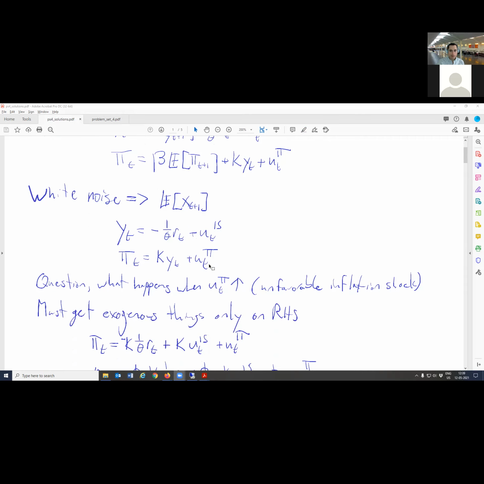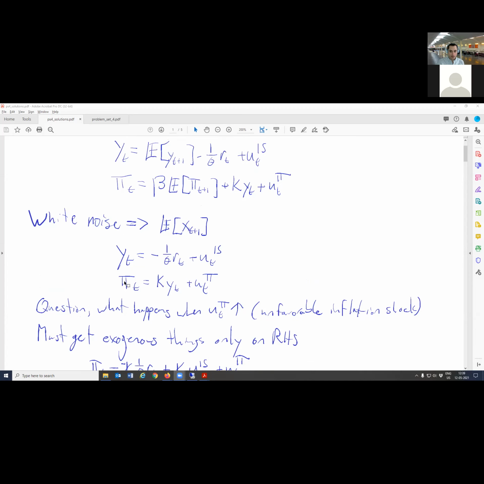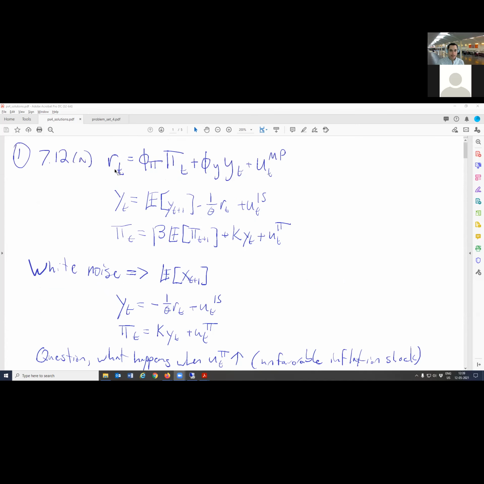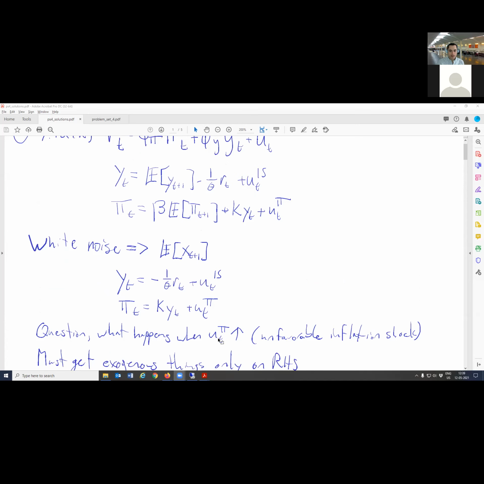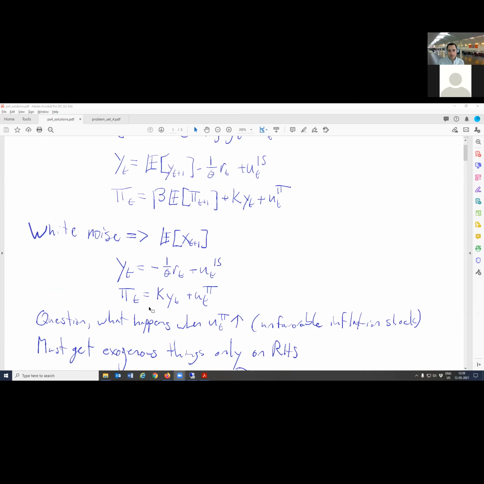All right, so what's the question in the problem? It says, what happens when there's an unfavorable inflation shock? I interpret that as meaning, what happens to inflation, output, and the interest rate when u_t^pi goes up. And it's not as simple as it looks. If you look at inflation here, you can see that if u_t^pi goes up, then inflation is going to go up. But there's also this y_t term, and it's not clear exactly how u_t going up is going to affect y_t.